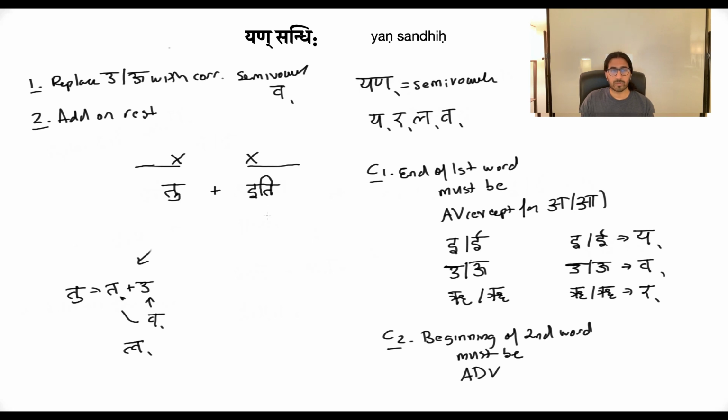Okay? Two conditions fulfilled. Replace u or u with the corresponding semivowel v. So you get tv. And then add on the rest, iti. So what do you get? Tviti. Okay, let's write it again to make it more clear. Tviti. This is what happens in this case.